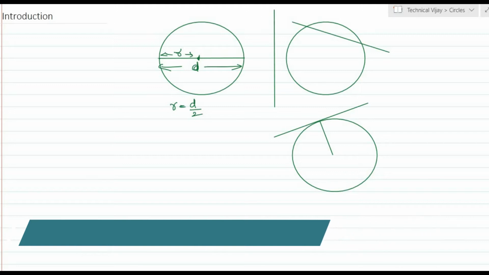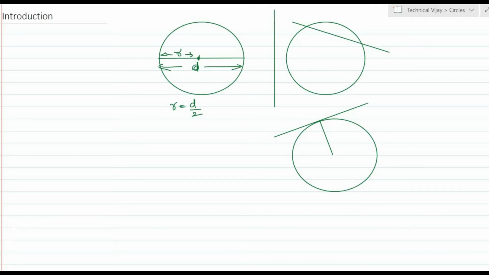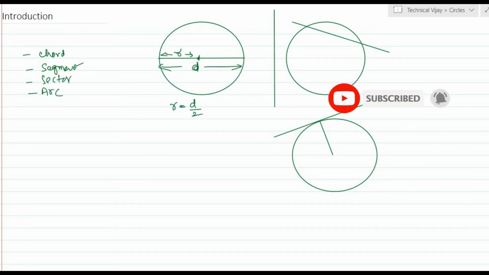So here let us consider one straight line and a circle. Suppose this straight line is not touching this circle, so they are independent. We have already studied various terms related to the circle, such as chord, segment, sector and arc. These are all the terms we studied in class 9th which are related to the circle. So we will see now.